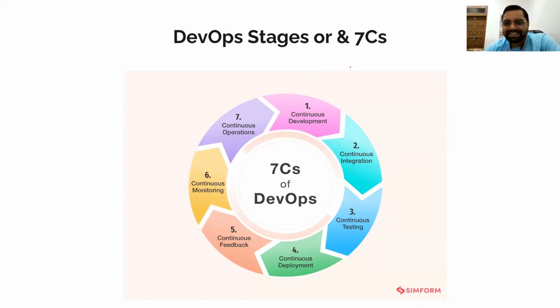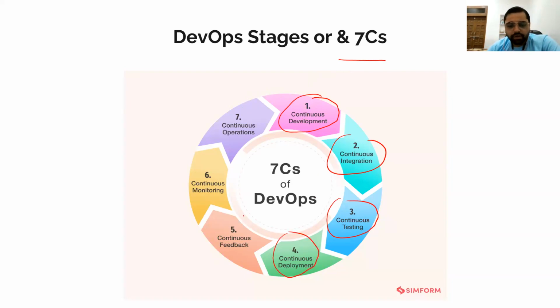These are called C's. Okay, 7 C's. So what are the 7 C's? First is continuous development. Second is continuous integration, then continuous testing, continuous deployment, continuous feedback, continuous monitoring, and continuous operation. As you can see, everything is repetitive, or as it's called, continuous, right?